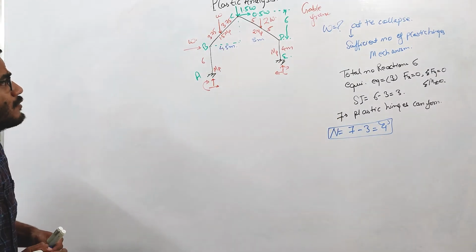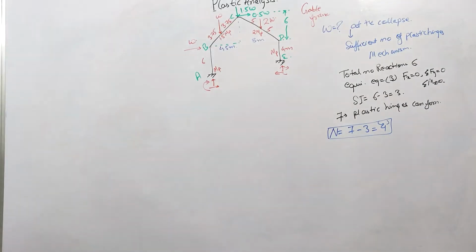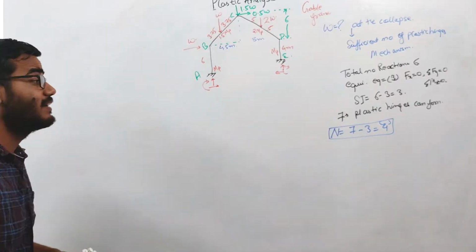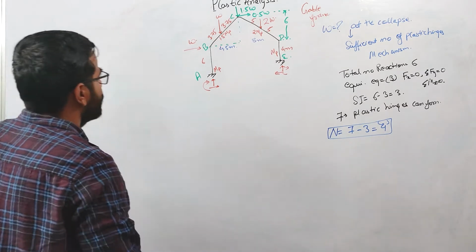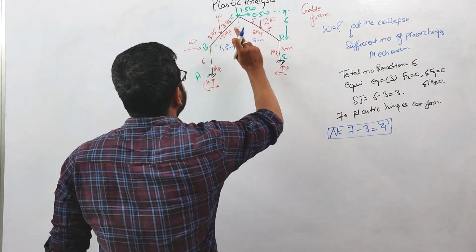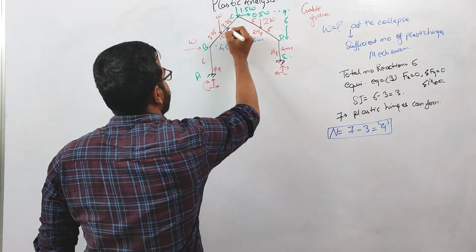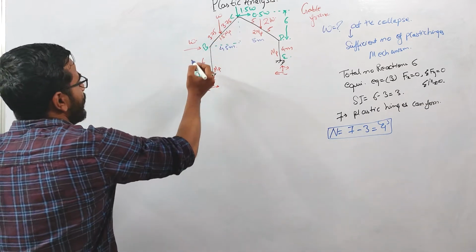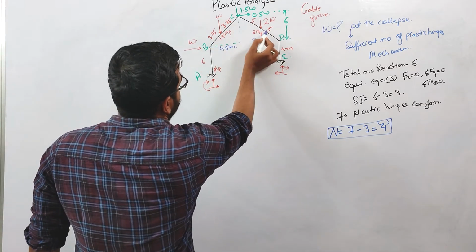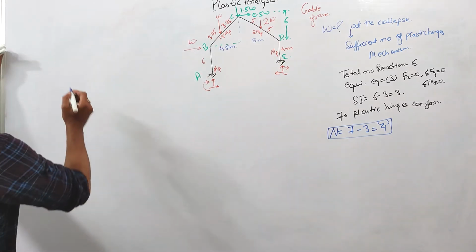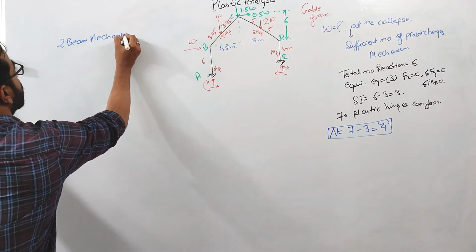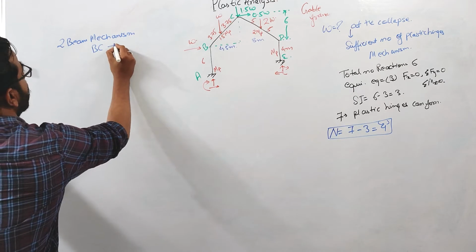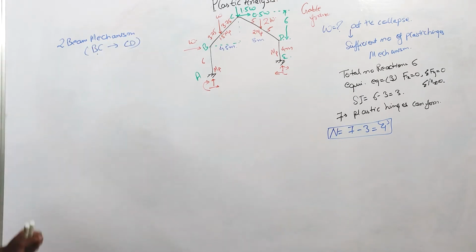Now we will identify what those mechanisms are. You can see that there will be 2 beam mechanisms. One mechanism can take place in this beam BC, which is basically the rafter. One mechanism can take place in this CD member. So there will be 2 beam mechanisms, one on member BC and one on member CD, right?